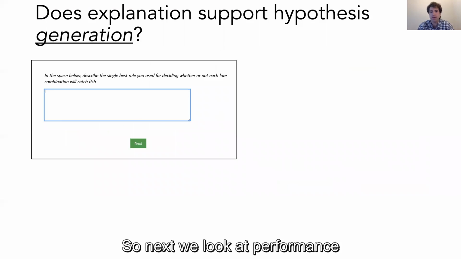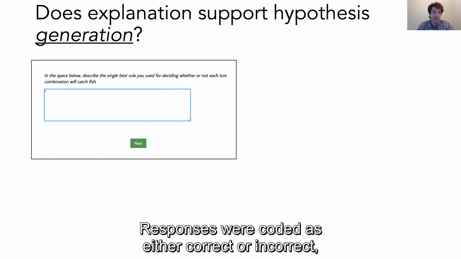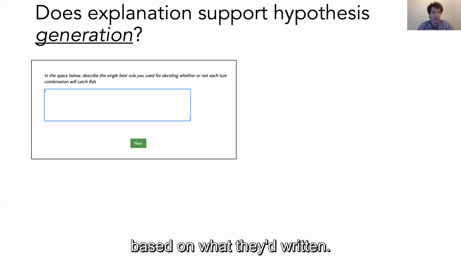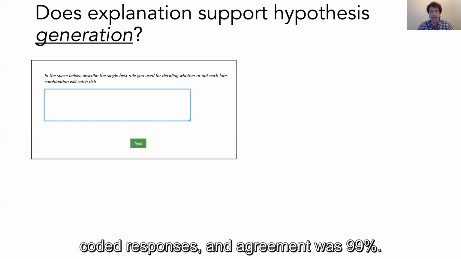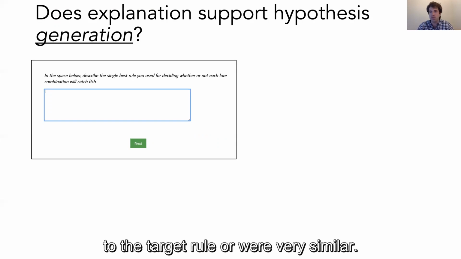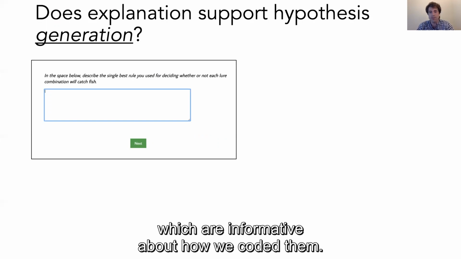So next, we look at performance on the free response prompt shown at left, where participants were asked to provide their best rule for which lures caught fish. Responses were coded as either correct or incorrect, and the criterion was whether participants would accurately classify a novel lure based on what they'd written. A second rater blind to the task coded responses, and agreement was 99%. So many participant answers directly corresponded to the target rule or were very similar. Here I'll review a few others which are informative about how we coded them.